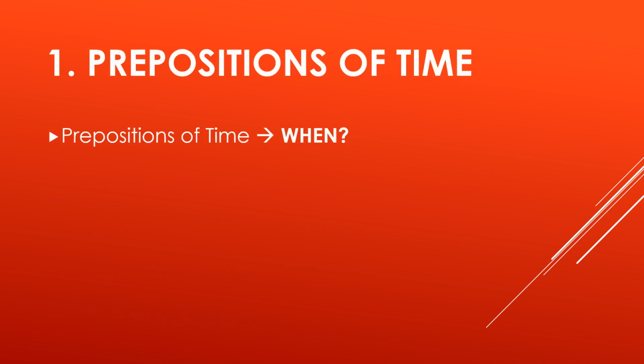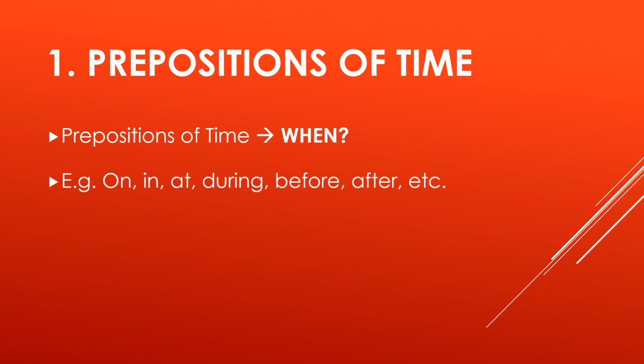Prepositions of time tell us when something happened or is going to happen. Some common prepositions of time are on, in, at, during, before, after, etc. Let's take a look at these sentences. Jia was born in 1995. When was Jia born? In 1995.